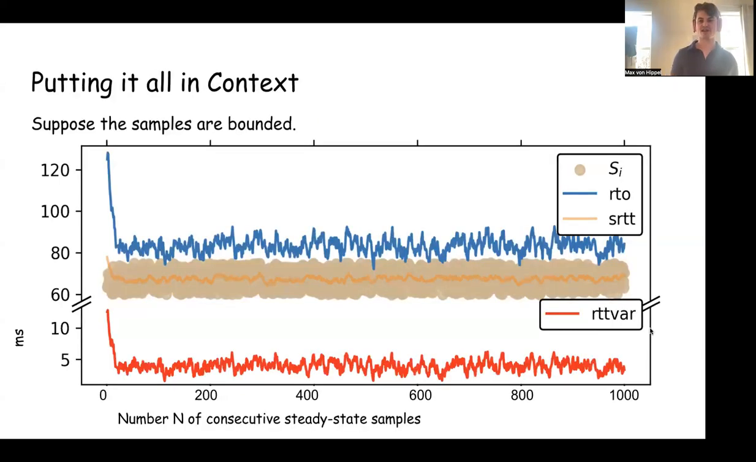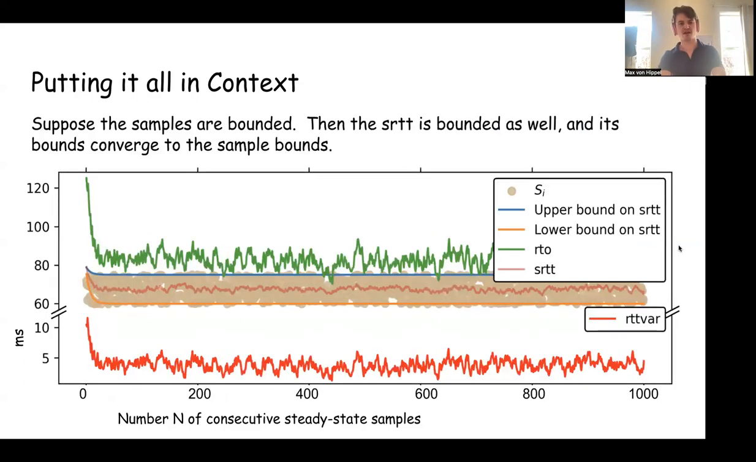So we apply this to the SRTT and RTT var in the context of bounded samples. And just to illustrate what we prove, I'm going to show a case of uniform distribution of samples between 60 and 75, but this is totally arbitrary. We prove everything in the theorem prover, and it holds for any distribution as long as there's bounds. So suppose the samples are bounded.